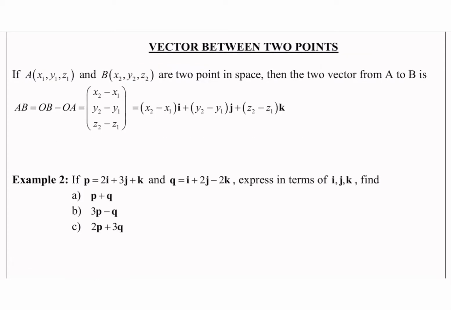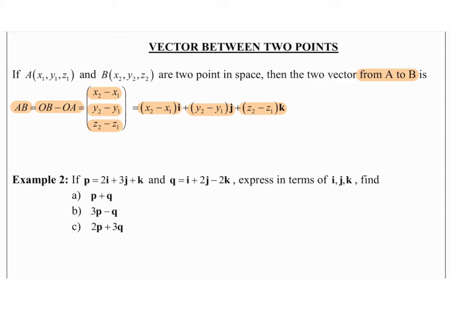Vector between 2 points. So, how to find vector di antara 2 point? Okay, if point A (x1, y1, z1) and point B (x2, y2, z2) are 2 points in space, then the vector from point A to point B is vector AB, which is equals to vector OB minus vector OA, which is equals to (x2 minus x1, y2 minus y1, z2 minus z1). Ataupun in IJK, (x2 minus x1)i plus (y2 minus y1)j plus (z2 minus z1)k. Okay, so kalau kita ada 2 point, kita nak cari vektor di antara 2 point.